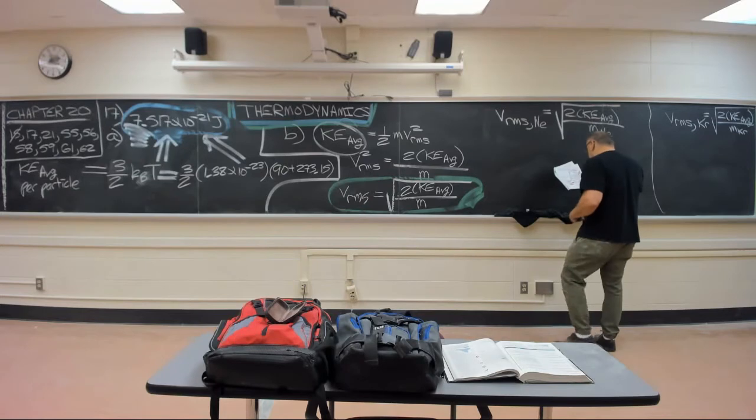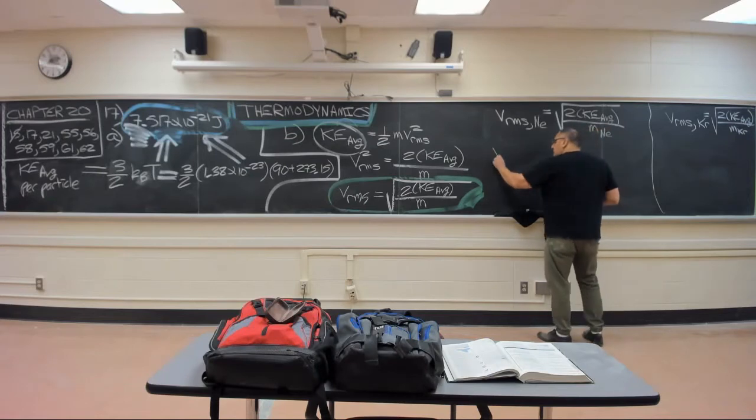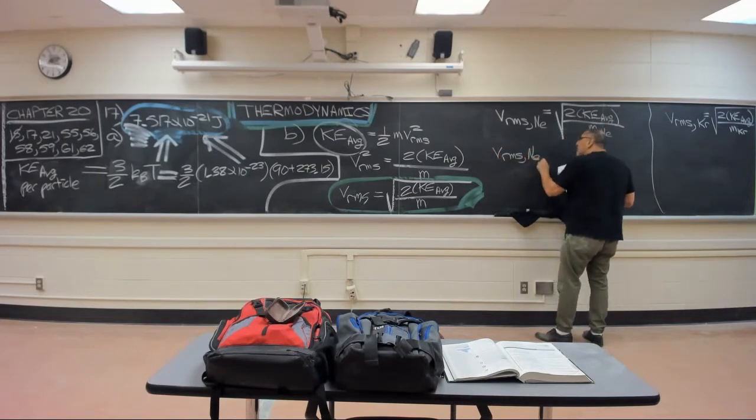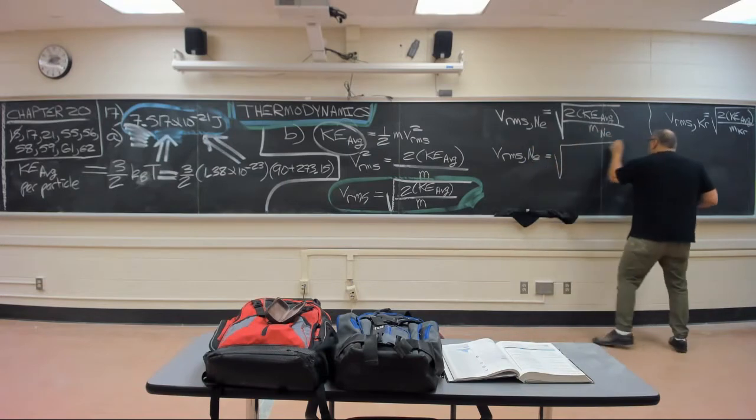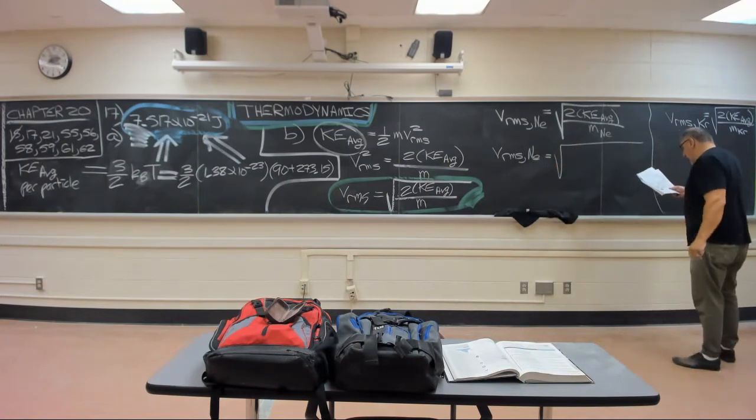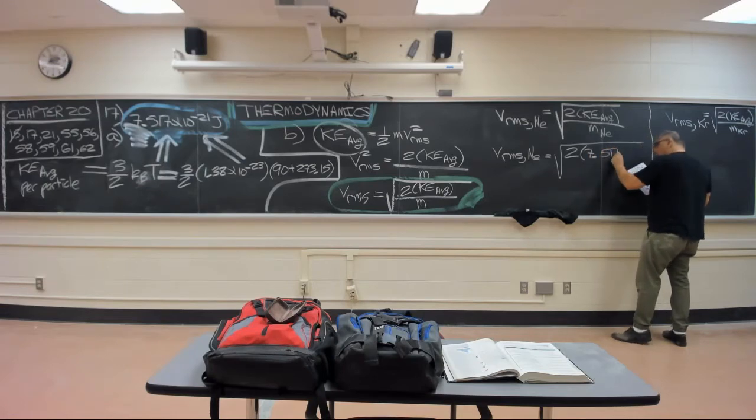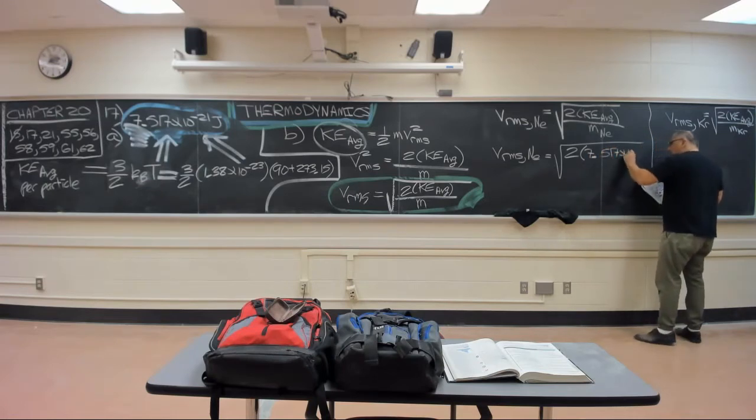The numbers are awful. They got different numbers flying up different places, I guess you could say. VRMS for the neon, and here goes. 2 times the KE average. Well, we just said way over there to your far left, times 10 to the negative 21.